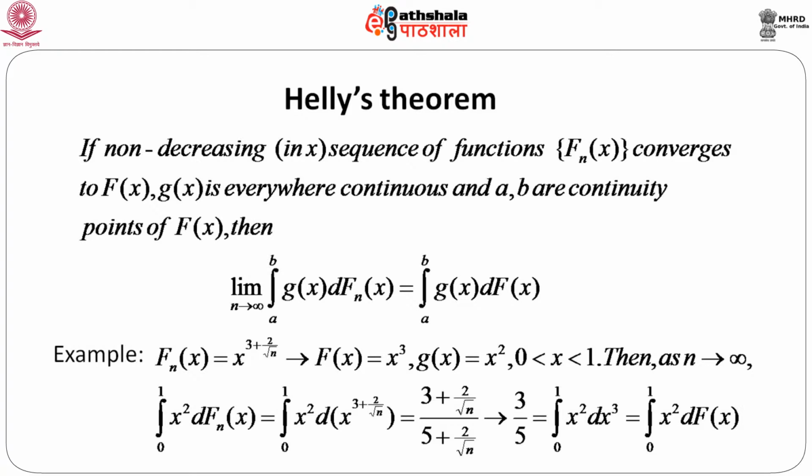Now, let us calculate the integration of g(x) with respect to f_n(x), that means integration of x square with respect to d of x to the power 3 plus 2 by root n, within the range 0 to 1. Simple integration will show that this value is (3 plus 2 by root n) divided by (5 plus 2 by root n). As n goes to infinity, these two quantities go to 0, so this entire quantity goes to 3 by 5, and it is clearly seen that 3 by 5 is nothing but the integral of x square with respect to x cube, which is d of f(x).